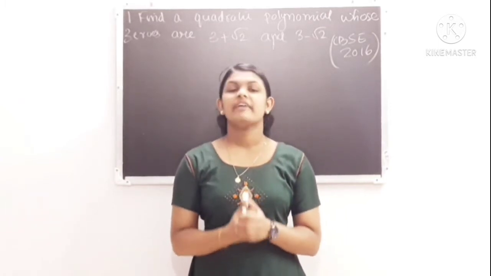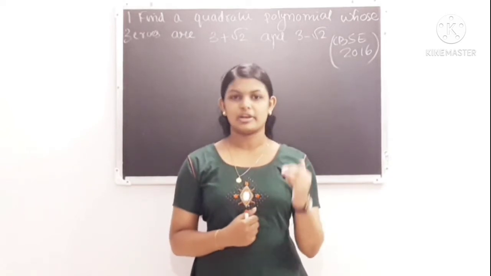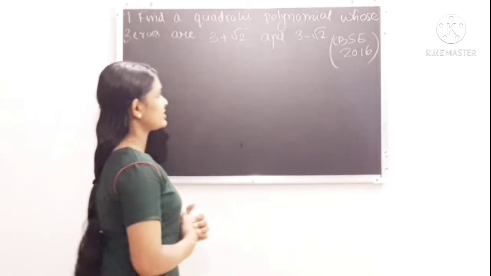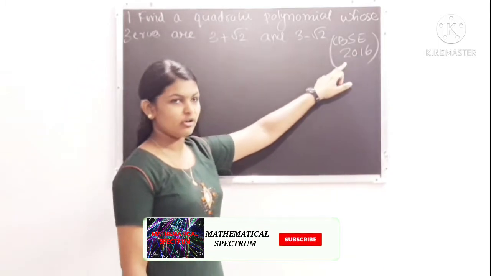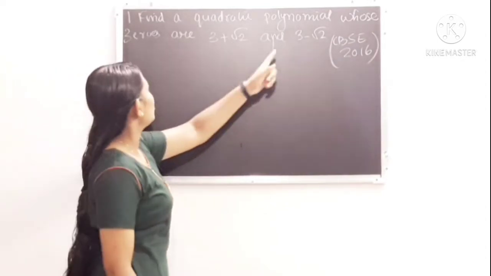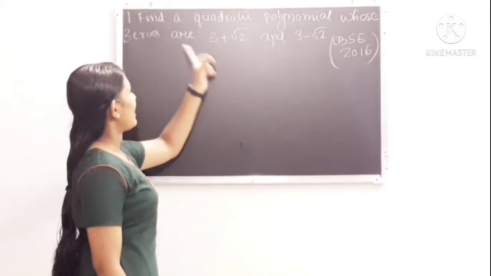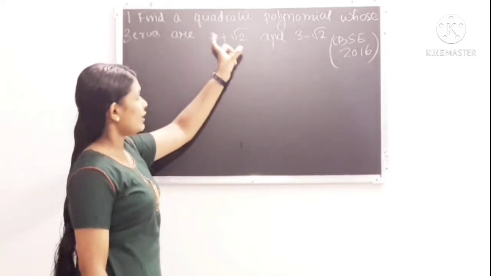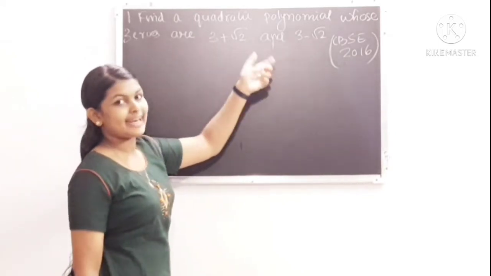In today's section, we are going to discuss more previous year's questions from the chapter Polynomials. So, this is our first question, and this is a question which was asked in the year 2016. The question says: find a quadratic polynomial whose zeros are 3 plus root 2 and 3 minus root 2. So, we have to find a quadratic polynomial, and it is given that two of its roots are 3 plus root 2 and 3 minus root 2.